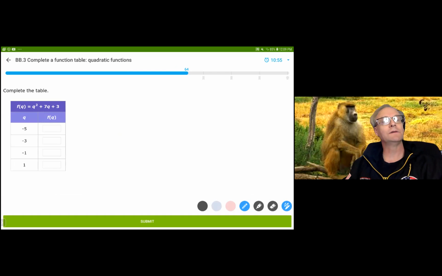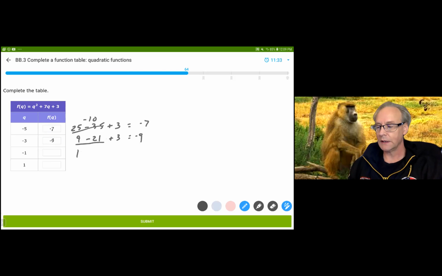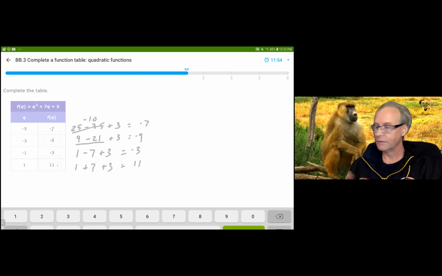Now in this case, we've got that trinomial, so we're going to have a little more trouble here. I'm going to go ahead and write it next to it. I'm going to write the 25 minus 35 plus 3, which is going to be -7, isn't it? Because that's -10. Now my next one is going to be 9 minus 21 plus 3. Well, that's -12 plus 3, which gives me -9. This one is going to be 1 minus 7 plus 3, which is going to be -3. And this last one is going to be 1 plus 7 plus 3, which is going to be 11. I don't think I made any errors on that one. Hopefully not.